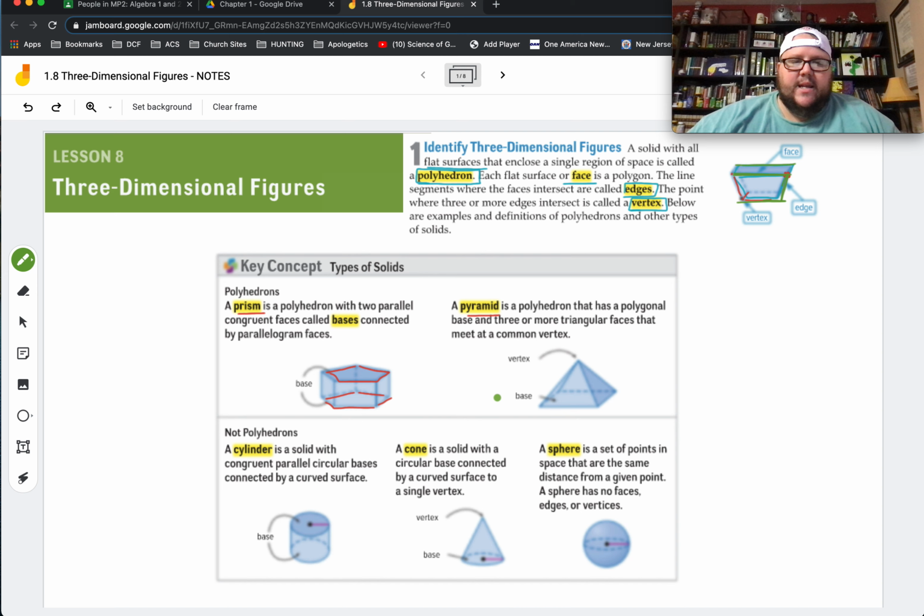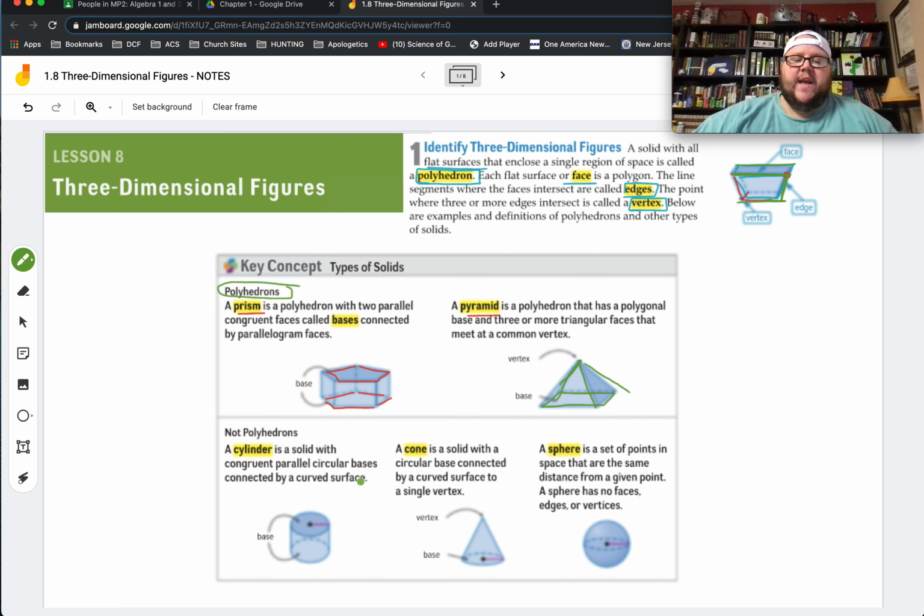Now a pyramid is a polyhedron that has a polygonal base. So the base is some sort of polygon. In this case, it's a rectangular base or a square base. And three or more triangular faces. So they come to a point. A pyramid will come to a point, and all these faces are triangles, as you can see. So they're triangular. Those are two types of polyhedrons that you're going to have to understand.